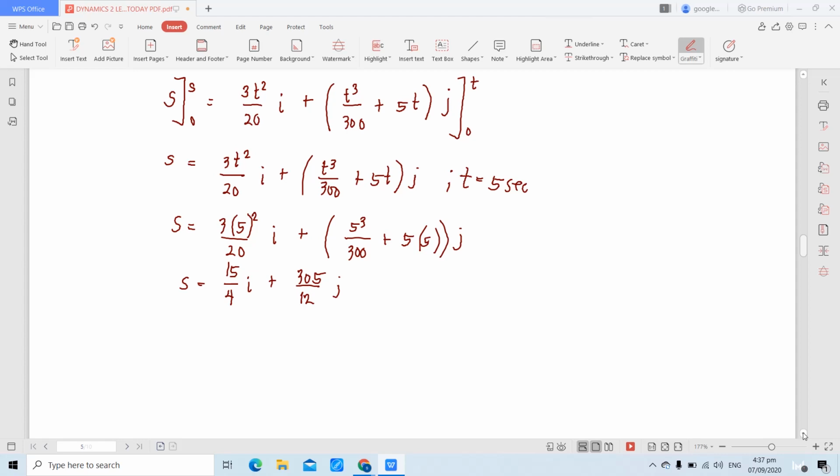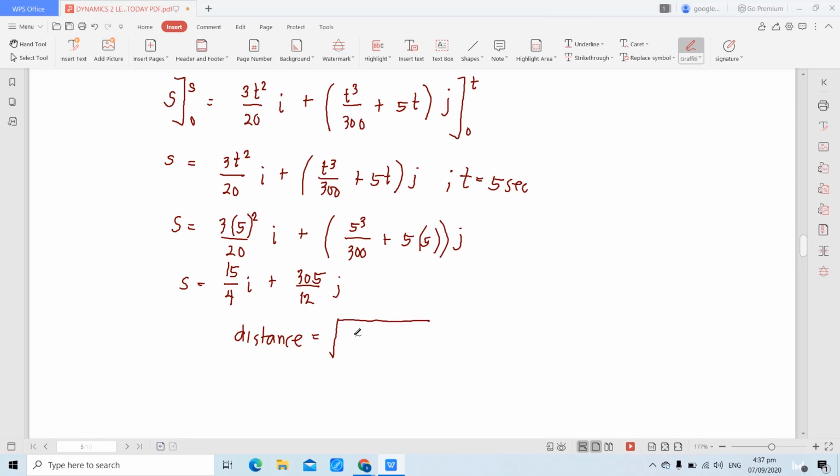Na-substitute natin yung time. Ang tanong, yan na ba yung ating sagot? Hindi pa, dahil when we say distance, that is scalar quantity. At ito, displacement in vector form, dahil ang displacement is a vector quantity. So, para makuha natin yung distance, which is a scalar quantity, kailangan lang natin kunin yung magnitude ni displacement. So distance is equivalent to, ano ba yung formula ng magnitude? Alam nyo na yan.